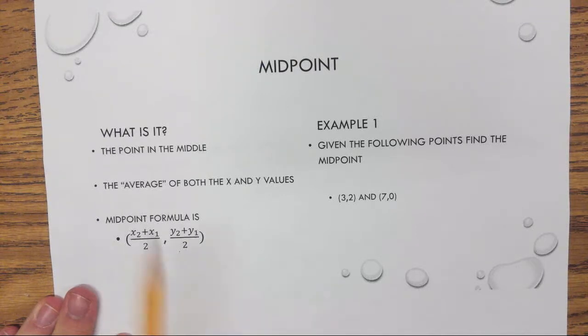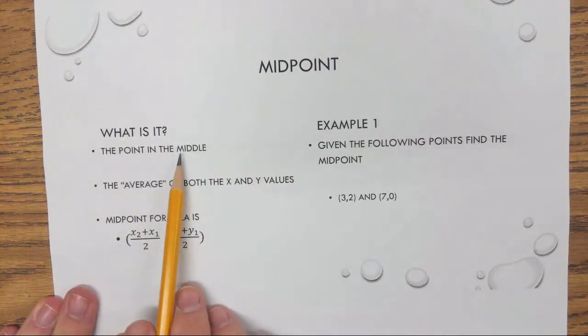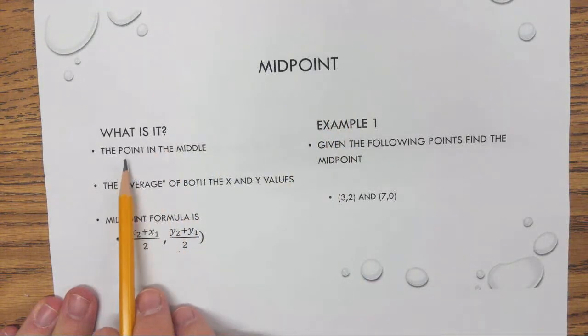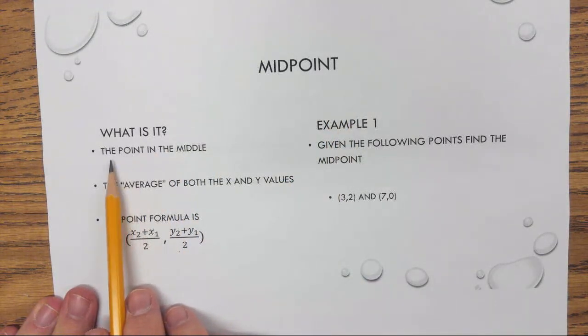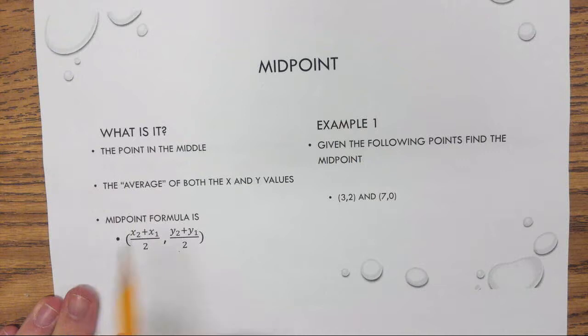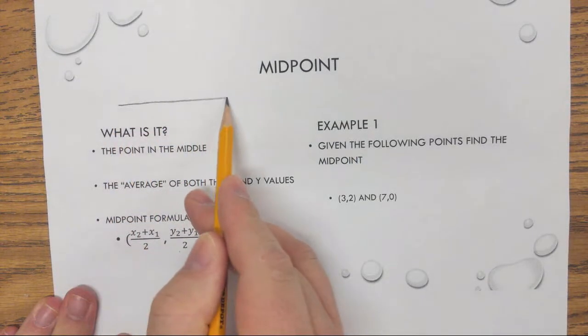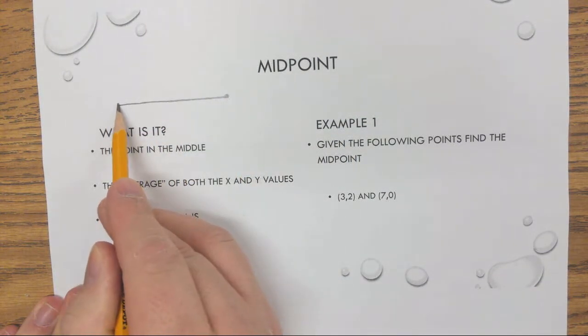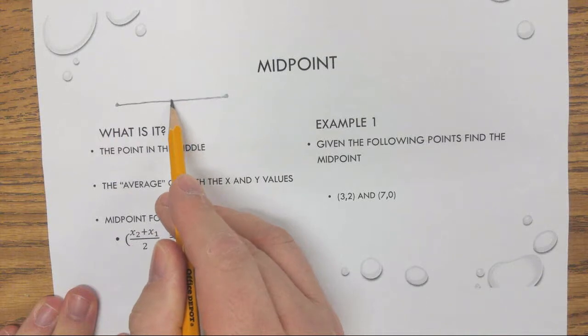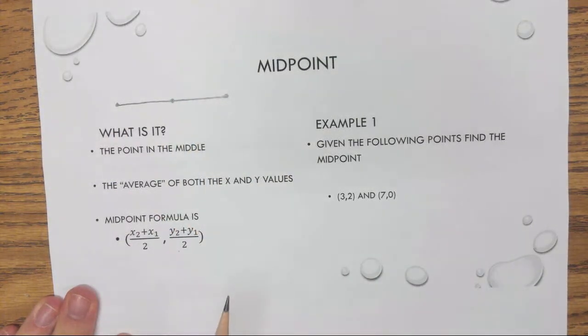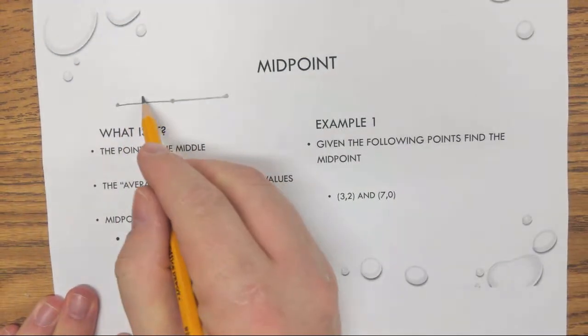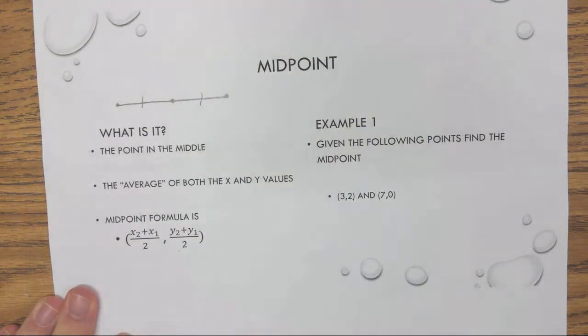Well, mid means middle, and point means a point, so it's the point in the middle. So if you've got a line, the midpoint is the one right smack in the middle of the line, and it makes this congruent to this. Okay? You can also think about it as the average of both the x and the y values.